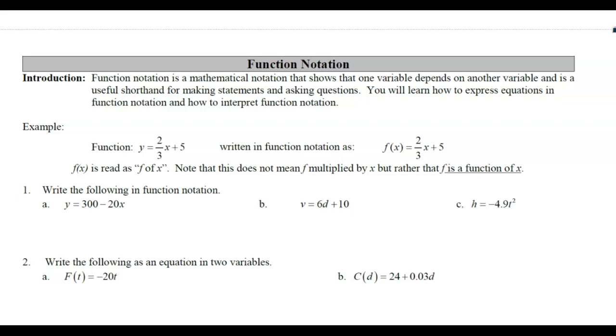If it's an application question, maybe if it's about height, it's h of x, or if it's about cost, it's c. But notice how it is two letters with the second letter in brackets. So here it's f in brackets x. That's function notation, because it's telling you the function is in terms of the variable x. And that's all it's telling you, right?